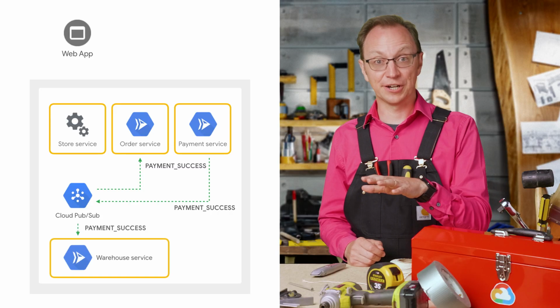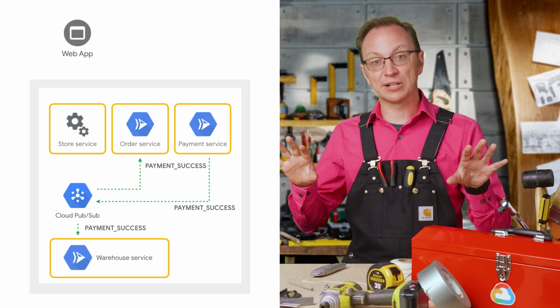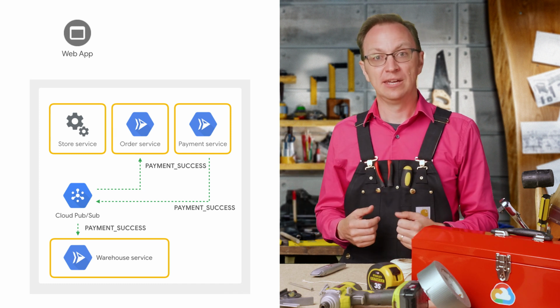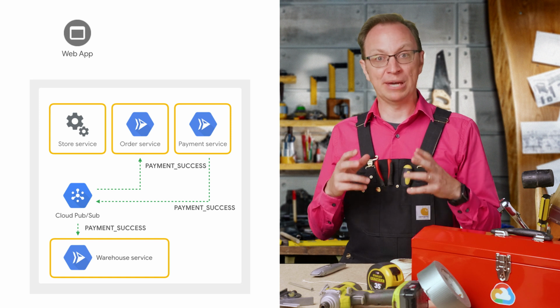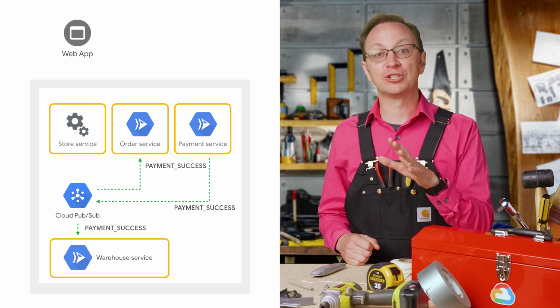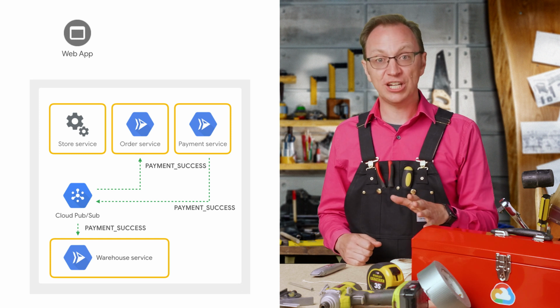A few weeks later, the team split up the order microservice into two services, order and warehouse. Both services subscribe to payment success messages. The payment microservice, which publishes those messages, did not have to change at all. Decoupling services like that sounds very useful.